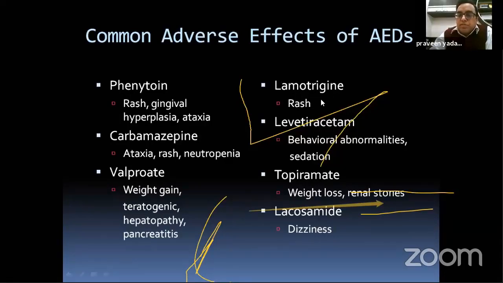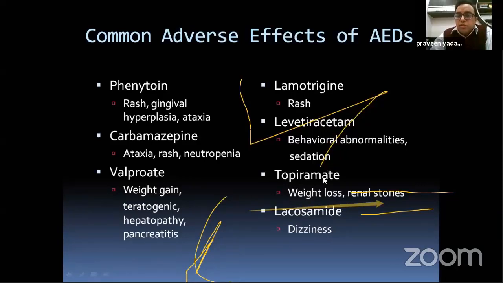Lamotrigine, rash and Stevens-Johnson syndrome is the most scary side effect. So you have to start very low and then gradually titrate the dosage, which can easily help us prevent the rash or detect the rash at a very early stage. Levetiracetam, the most important side effect is behavioral problems. So it can cause a lot of agitation, psychosis, depression. So always watch out for these symptoms.